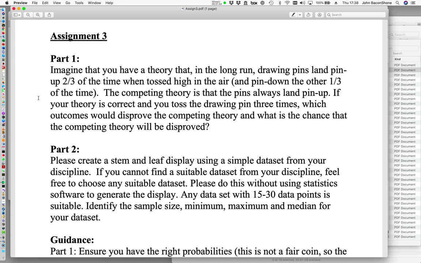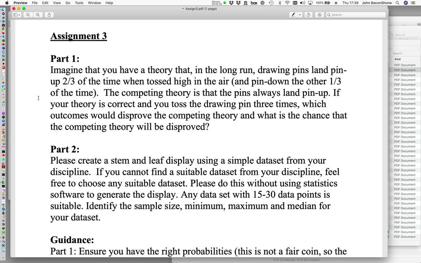So I said, imagine your theory says that they land pin up 2/3 of the time and pin down the other third of the time. Now we have a competing theory. In this competing theory, the pins always land pin up. So if your theory is correct and you toss the drawing pin 3 times, which outcomes would disprove the competing theory? You need to think about what the possible outcomes would be if you have 3 tosses.